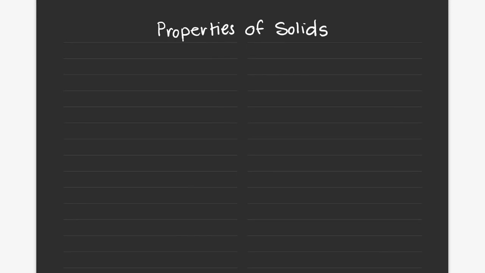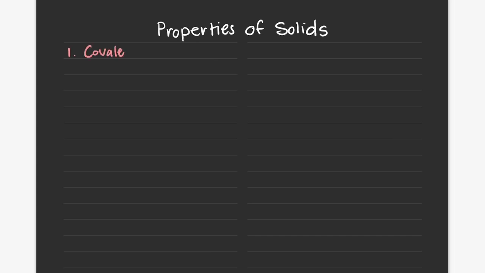In this video, we will be going over the properties of solids. So there are four main types, and we're going to go into each of them further in this video. But for an overview, the four main types are covalent network, ionic, molecular, and metal. So first let's start with covalent network.